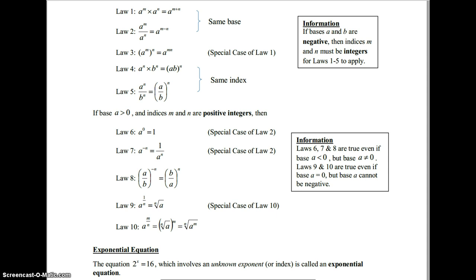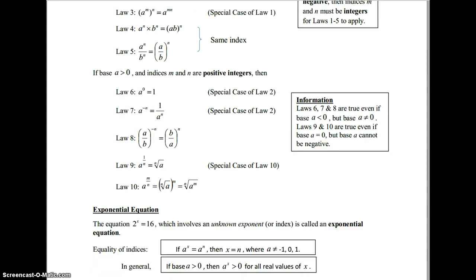Now law number 9, a to the power of 1 over n is equal to the nth root of a. So if it's a to the power of 1 over 4, then it's the fourth root of a. Law number 10 is an extension: a to the power of m over n is equal to the nth root of a to the power of m.